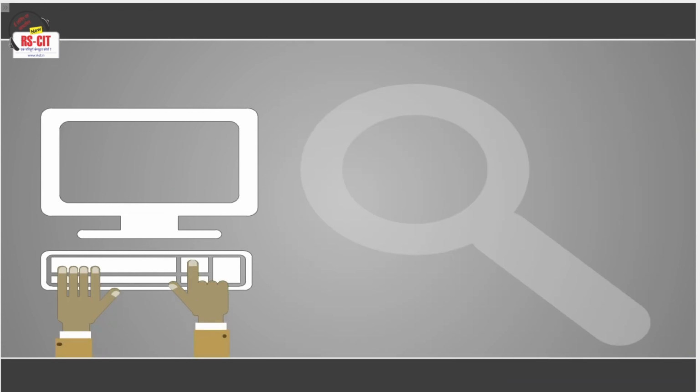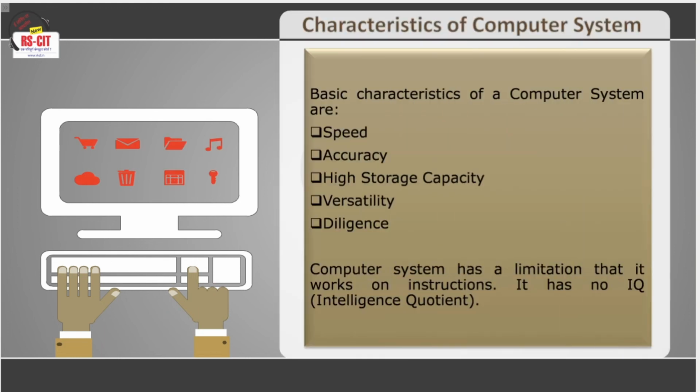Characteristics of a computer system. Basic characteristics of a computer system are speed, accuracy, high storage capacity, versatility, and diligence. A computer system has a limitation that it works on instructions. It has no IQ, that is intelligence quotient.